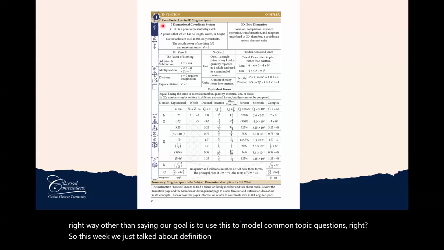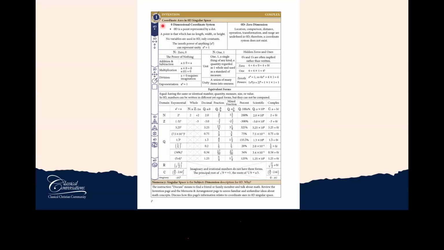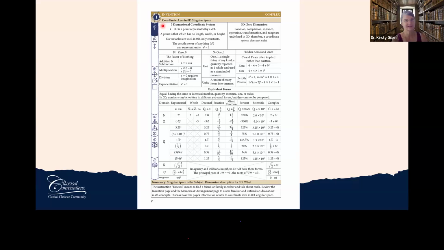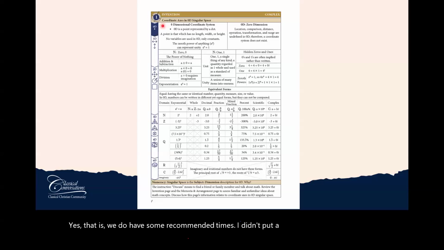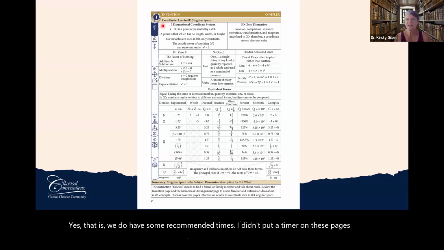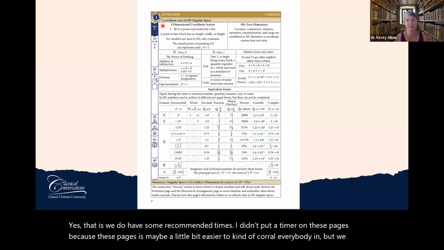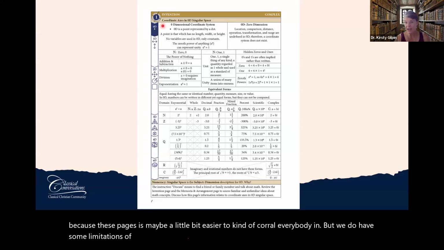Okay. What I'm noticing as you have been going through this is you're setting timers for specific sections. So I'm assuming that might be a helpful way to limit ourselves. You limited us to one common topic, and then you're limiting us with time. Yes. We do have some recommended times. I didn't put a timer on these pages because these pages are maybe a little bit easier to corral everybody in. But we do have some limitations of time, which is why I'm actually going to move us from this page to our next page.